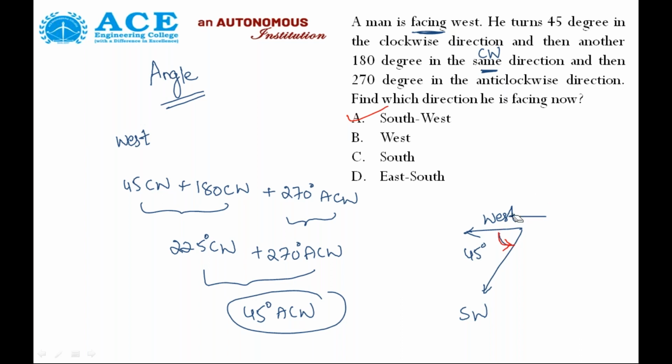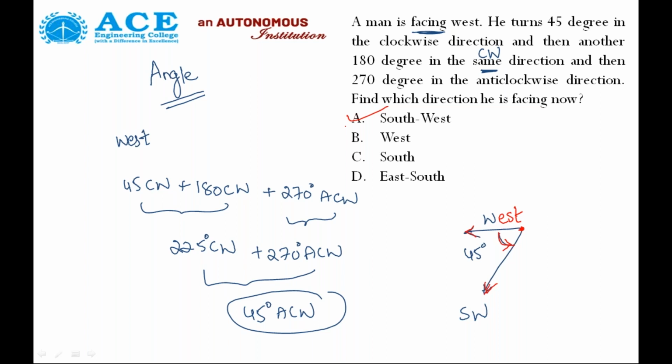Okay, that's it. You are facing west and now you are going 45 degrees anti-clockwise. So when you move 45 degrees anti-clockwise, this is what you are entering into, southwest. Okay, as simple. Very good. Now let us see the next question, friends.